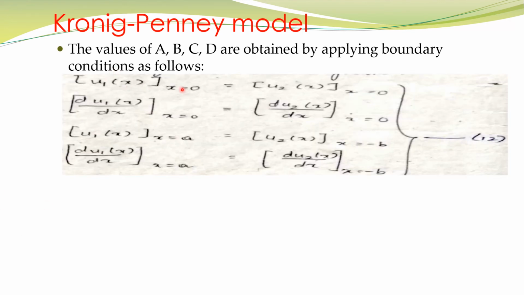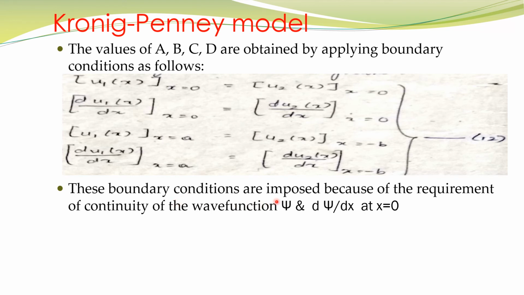u1 of x at x is equal to 0 is equal to u2 of x at x is equal to 0. du1 of x upon dx at x is equal to 0 is equal to du2 of x upon dx at x is equal to 0. u1 of x at x is equal to a is equal to u2 of x at x is equal to minus b. du1 of x upon dx at x is equal to a is equal to du2 of x upon dx at x is equal to minus b. These equations represent equation 12.